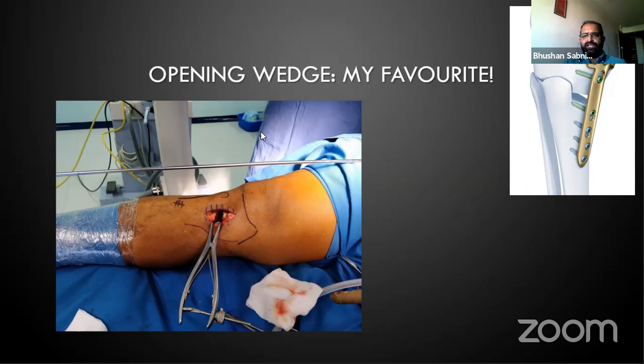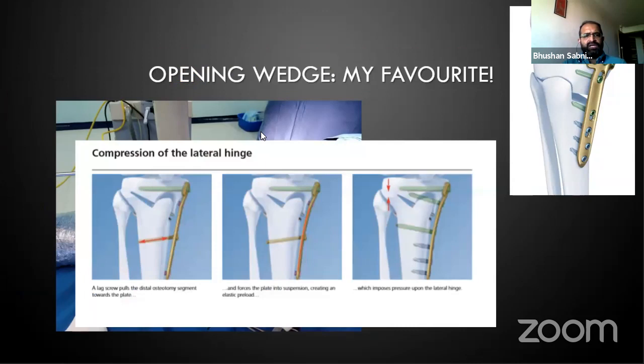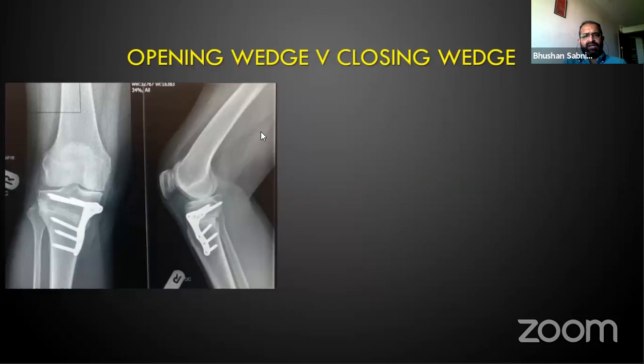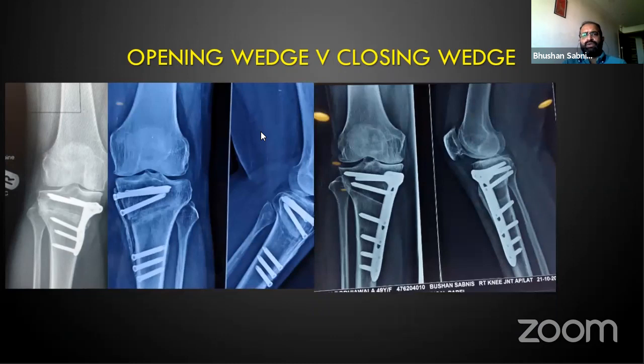So my favorite, of course, is opening wedge osteotomy. Things have improved drastically with the newer locking systems. The lag screws help in compressing the hinge nicely. And I can show you hundreds of images of my osteotomies using either a new clip system, a peak power plate, an OTC plate, or a Tomofix plate.